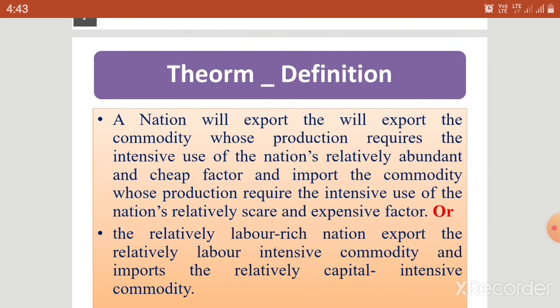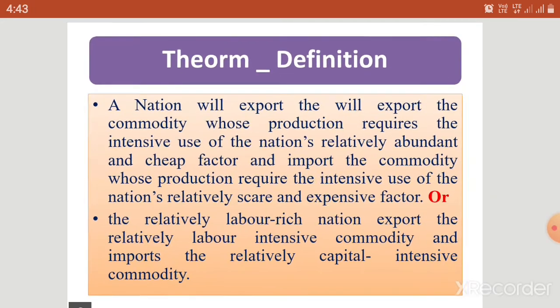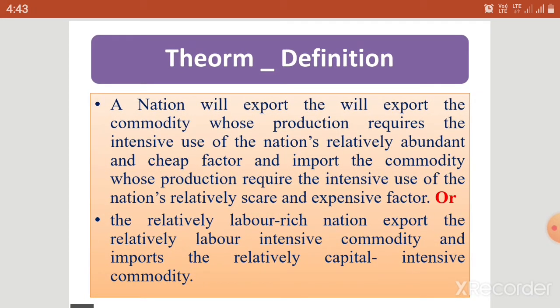Next one, theorem definition. A nation will export the commodity whose production requires the intensive use of the nation's relatively abundant and cheap factor, and import the commodity whose production requires the intensive use of the nation's relatively scarce and expensive factor.